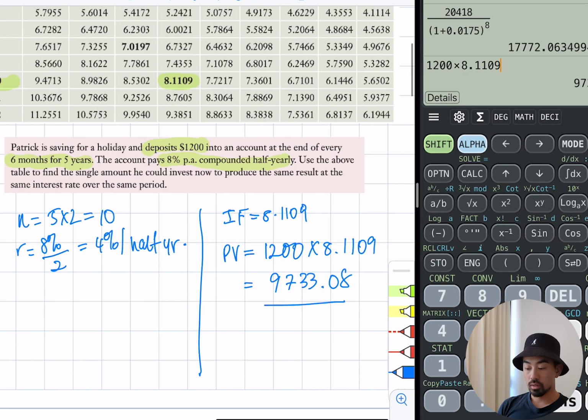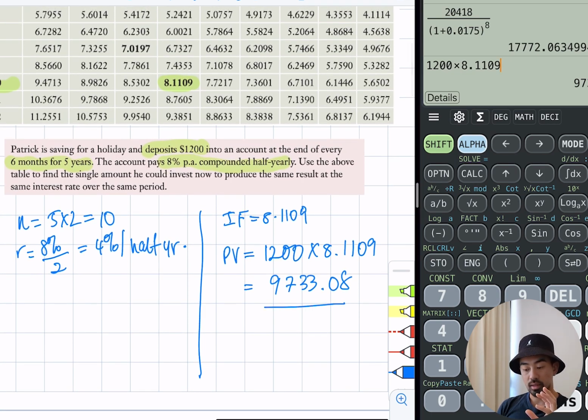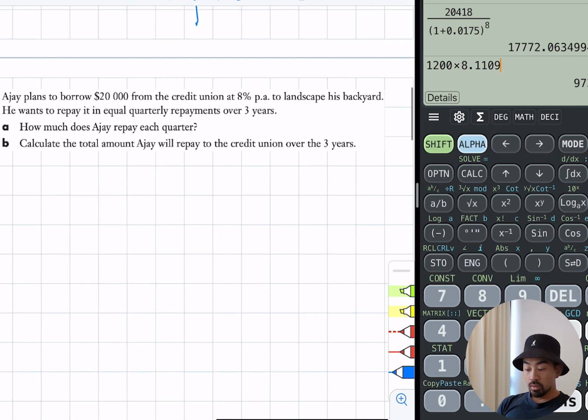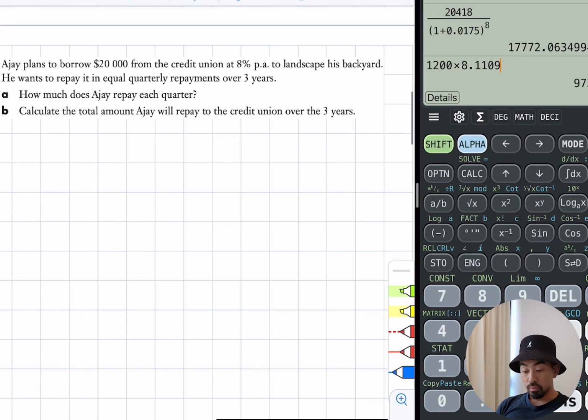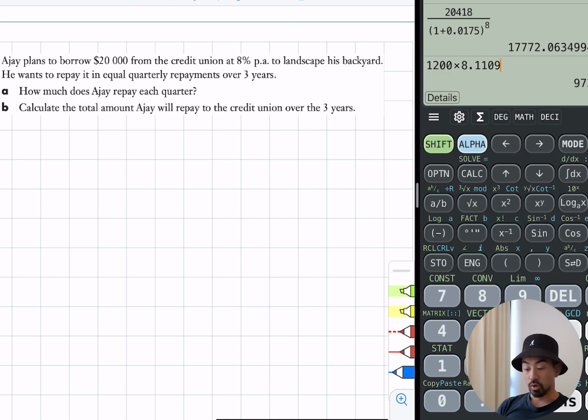All right, let's look at a question where the context is slightly changed. So AJ plans to borrow $20,000 from the credit union at 8% per annum to landscape his backyard. So notice now we're borrowing here instead of investing. He wants to repay in equal quarterly repayments over 3 years. So I'm just going to highlight the important stuff there. So how much does AJ repay each quarter?